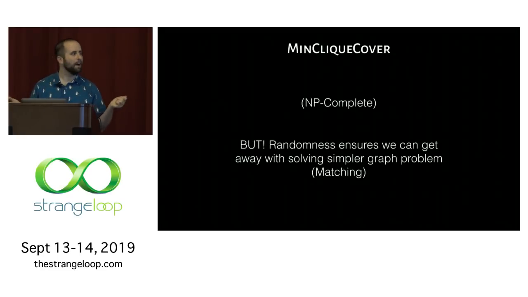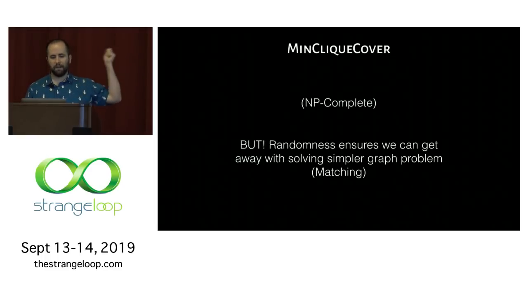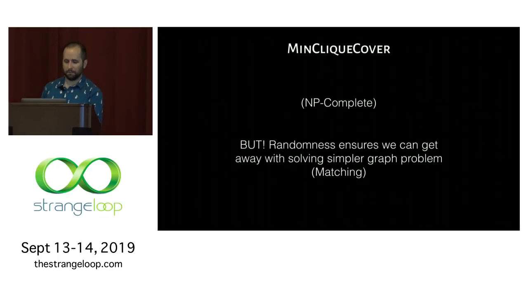But actually, the fact that we're using randomization in our allocator comes back to help us. Randomization ensures that we can get away with solving a much simpler problem called matching. And the details of why we can solve this simpler problem are in an academic paper that we wrote on this that I'd be happy to talk to you about afterwards.